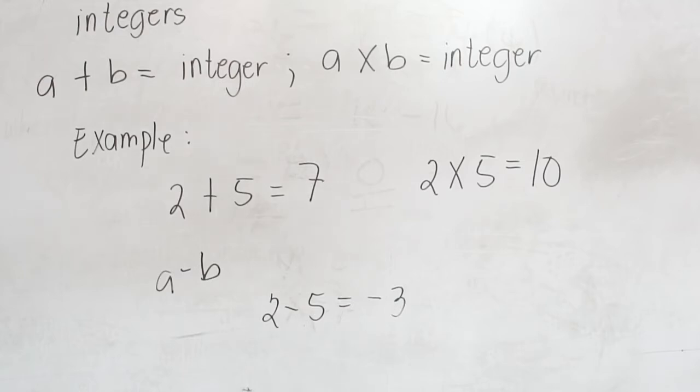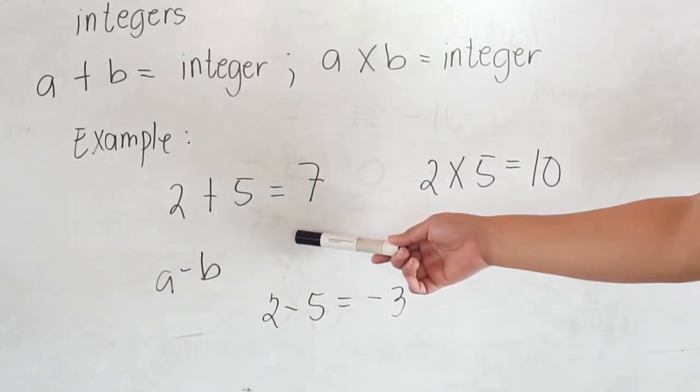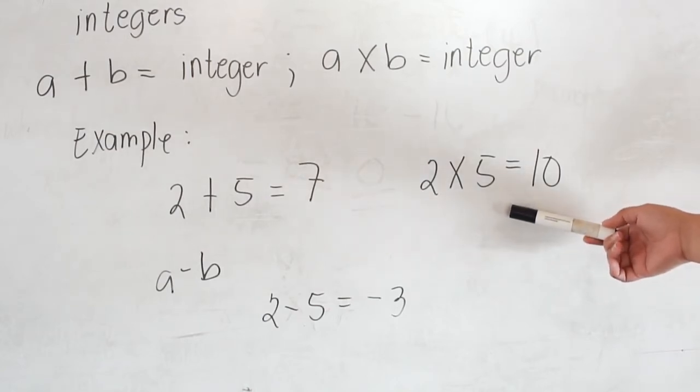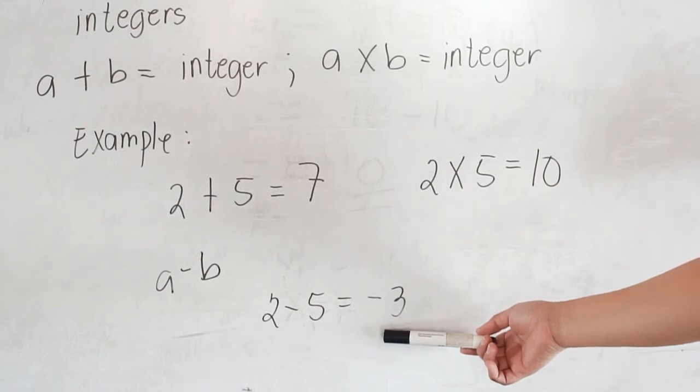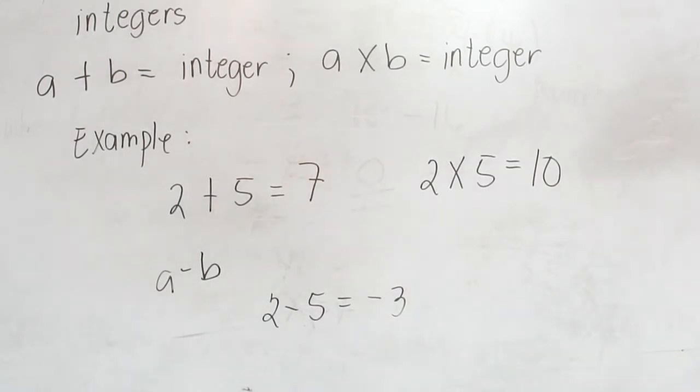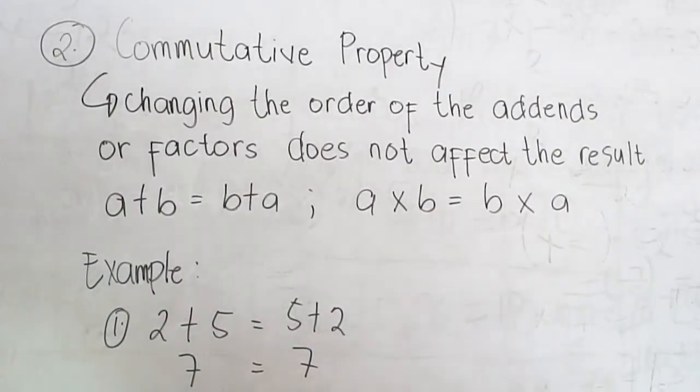So example number 1, this is a closure property of addition, and then next is the closure property of multiplication, and also the last one is it is also closed under subtraction, the closure property. Next is the commutative property. So commutative property is changing the order of the addends or factors does not affect the result.